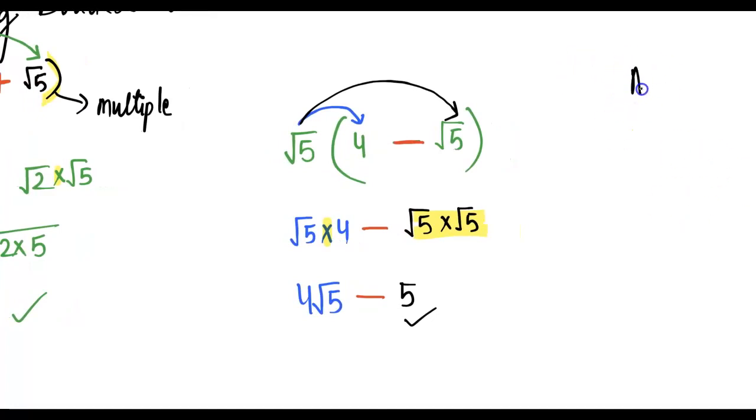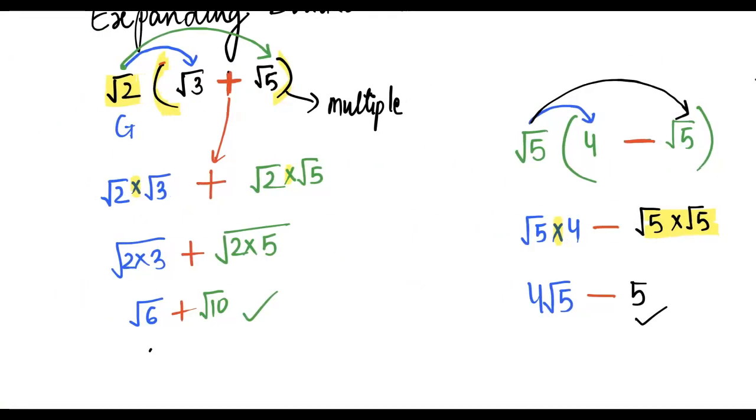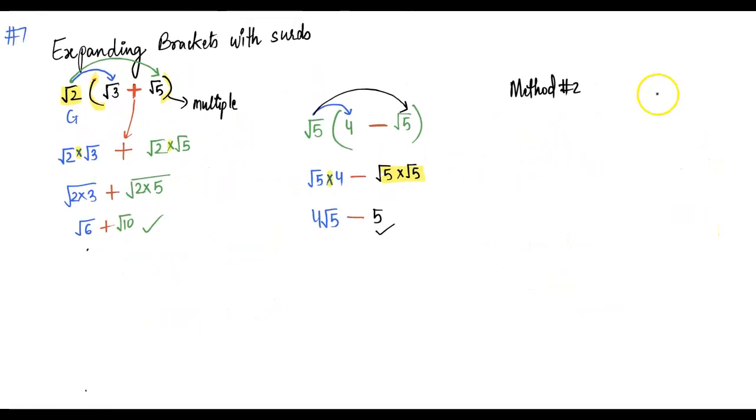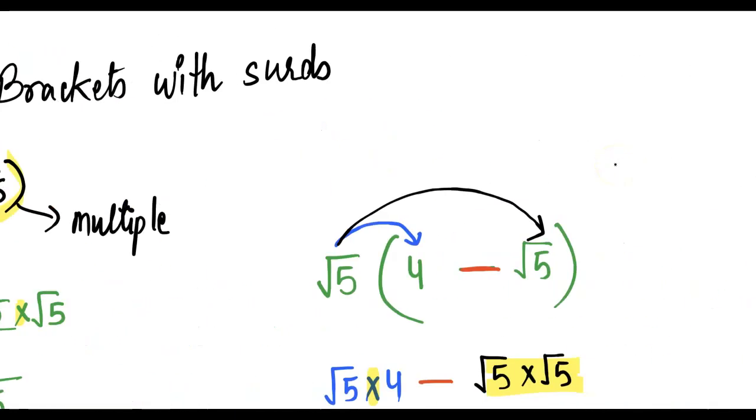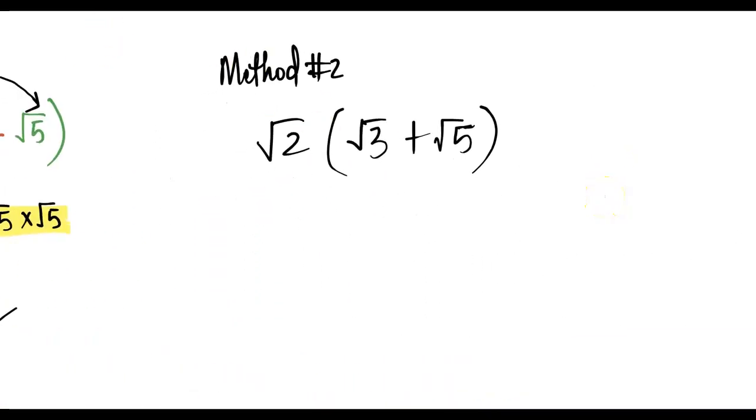Method 2. The next method of multiplying is, let's say, we have the same thing: root 2 times root 3 plus root 5, right? If you have done algebra already and you know expanding brackets, it's going to be very easy for you. We're going to use the table method. We have to multiply, so we put the multiplication symbol over here.